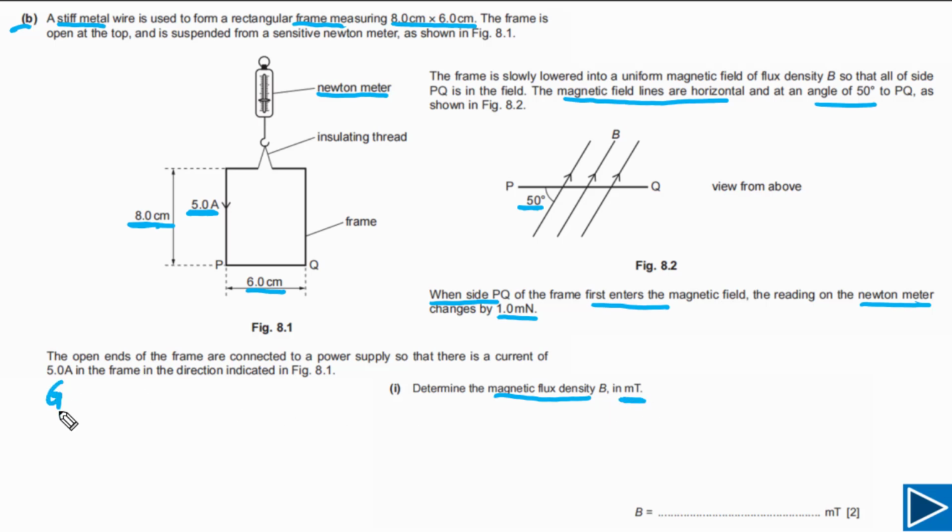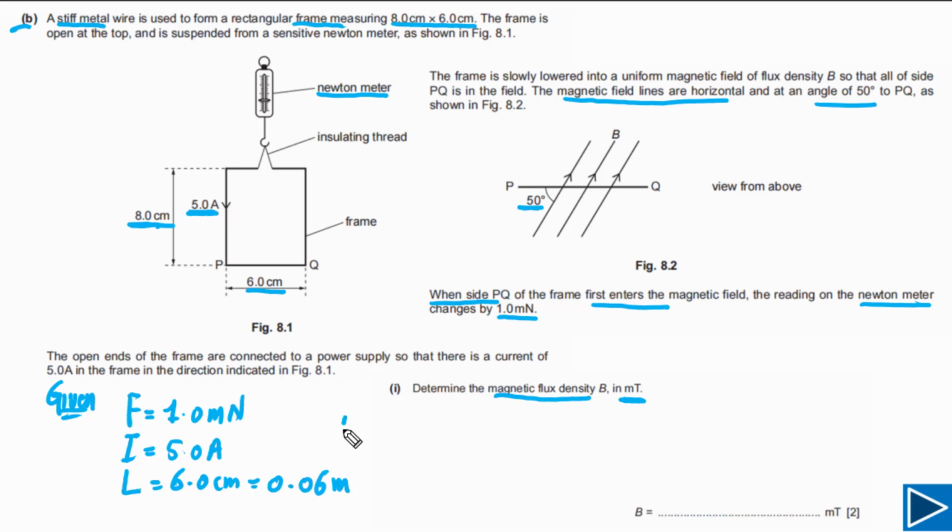So first of all, we can simply write down what is given to us. Force is given to us. Force in this case is 1.0 millinewtons. I is given. I is equal to 5.0 amps. And L is also given to us. L means in the magnetic field, that is 6.0 centimeters. We can write this in meters. We can say this is 0.06 meters. We have to find out the value of B.